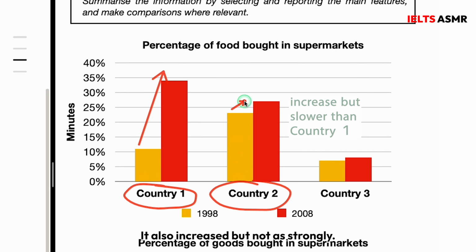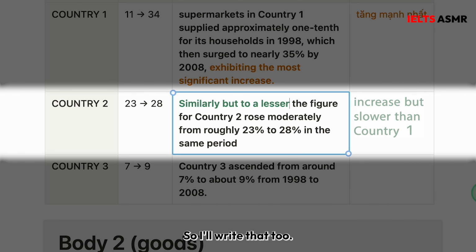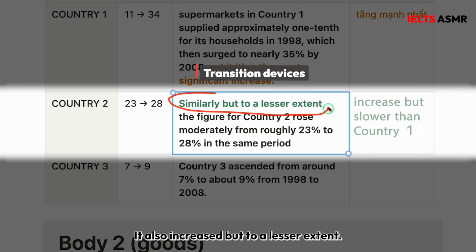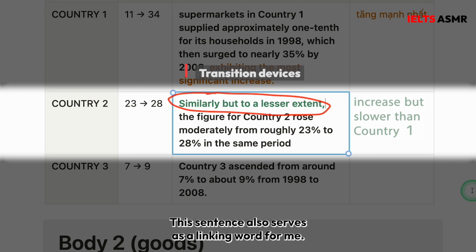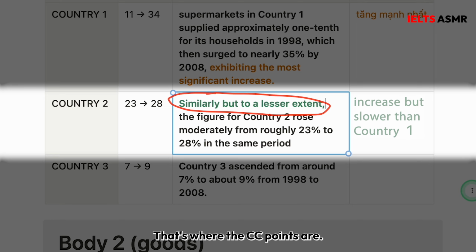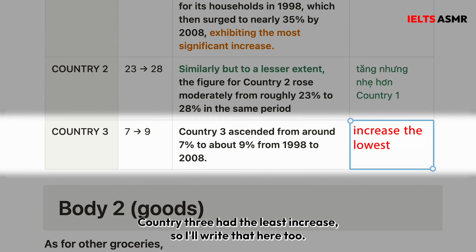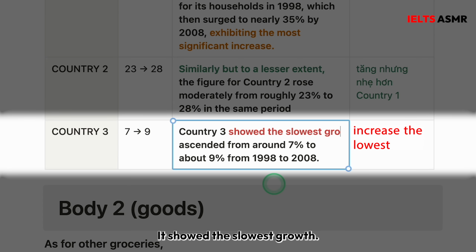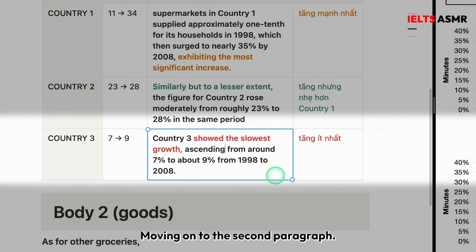Next is this one. It also increased, but not as strongly, so I'll write that too. It also increased, but to a lesser extent. This sentence also serves as a linking word for me. That's where the CC points are. Country 3 had the least increase, so I'll write that here too. It showed the slowest growth. Moving on to the second paragraph.